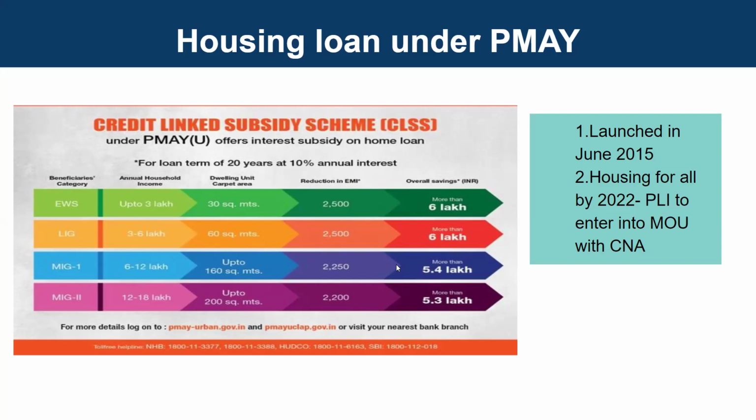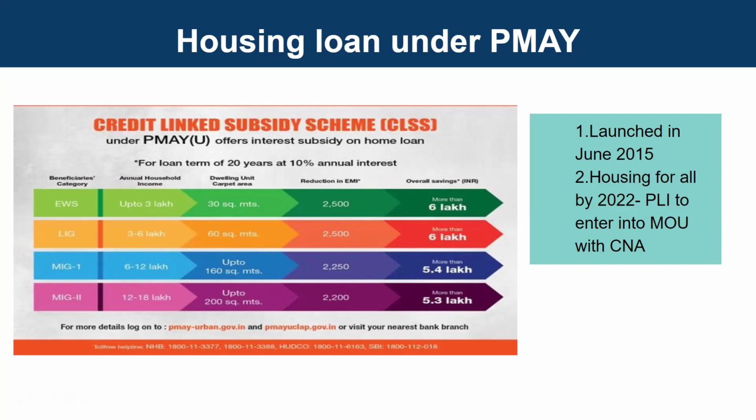to the urban poor. Here in this chart, we can look at the different income criteria and the reduction in the EMI for EWS, that is economically weaker sections, LIG, that is lower income group, and MIG, that is middle income group, which is further divided into MIG 1 and 2. Here you can see the annual household income, dwelling unit, the carpet area, the reduction in the EMI, and the overall savings that you can have under PMAY.